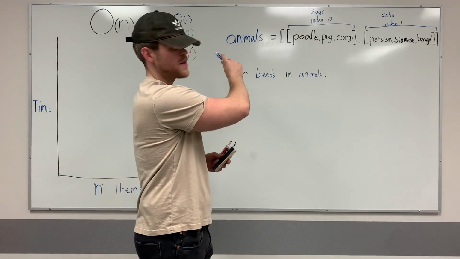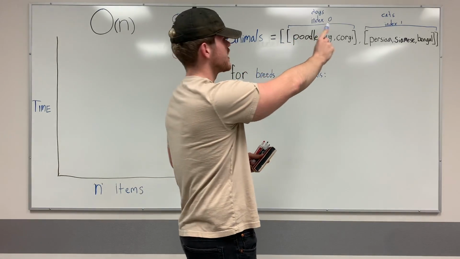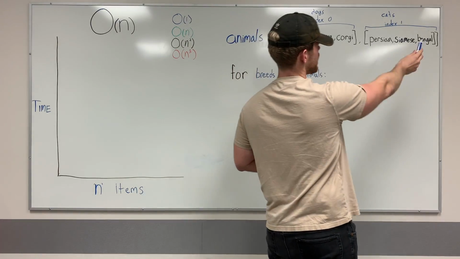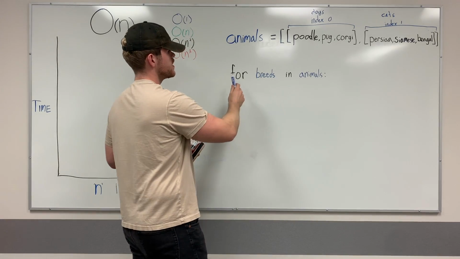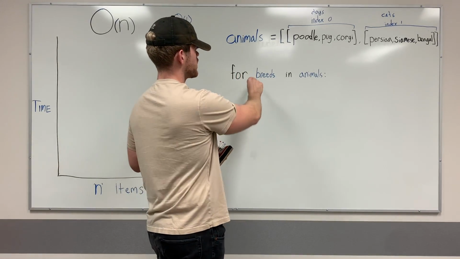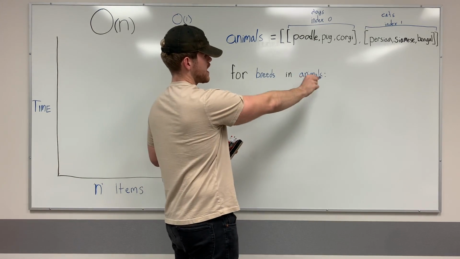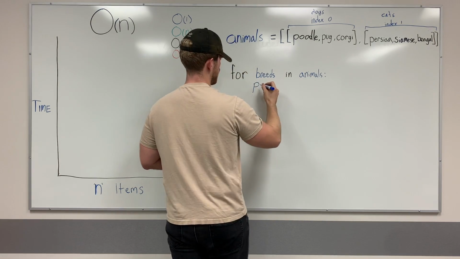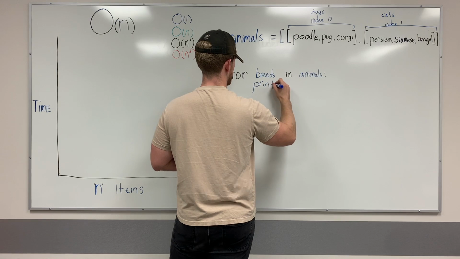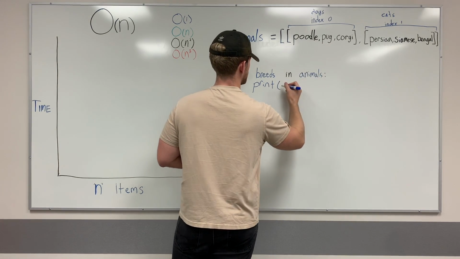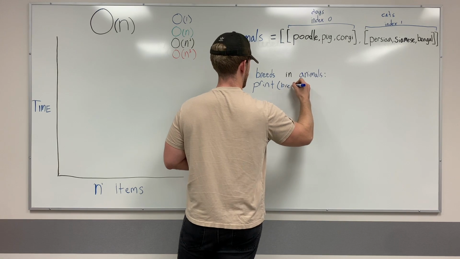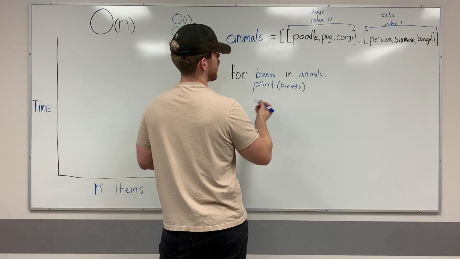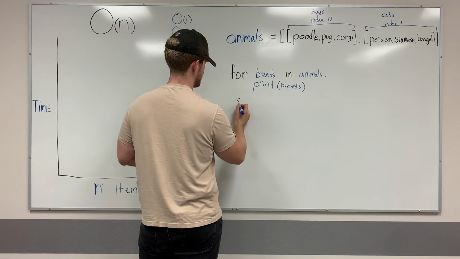And within our animals array, we have two additional arrays, index 0 and index 1, containing different breeds of dogs in index 0 and different breeds of cats in index 1. So if I were to loop through this original animals array, calling them breeds in animals, and then just simply print the array that's in each index, so print breeds, it'll give us an output that looks like poodle, pug, corgi, all in one.